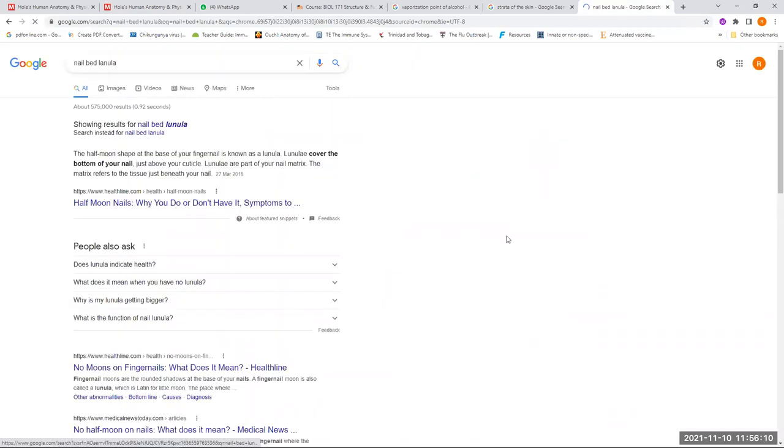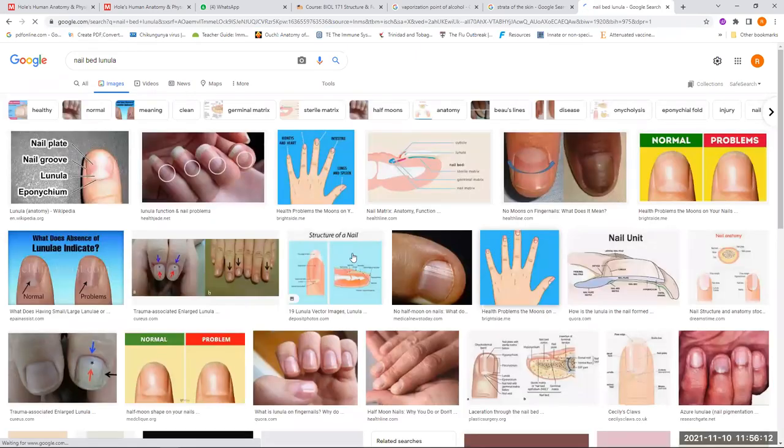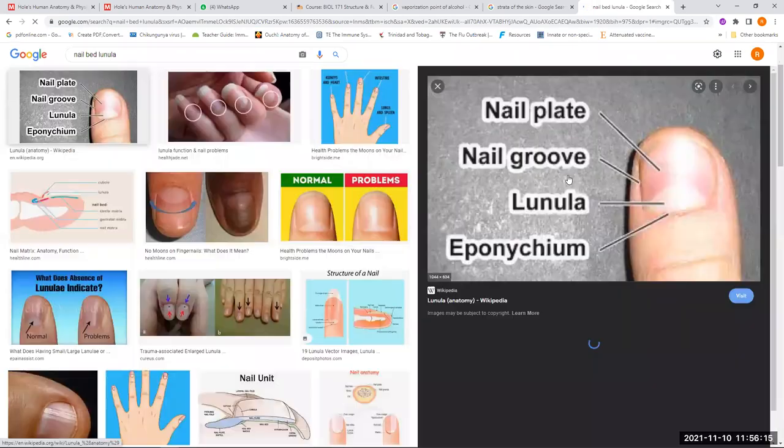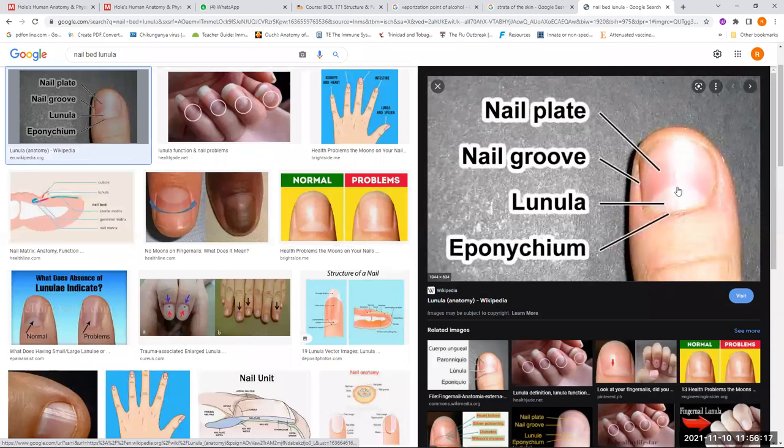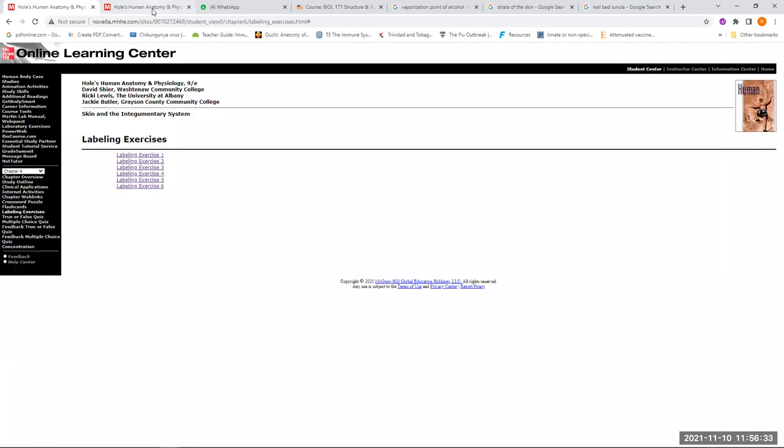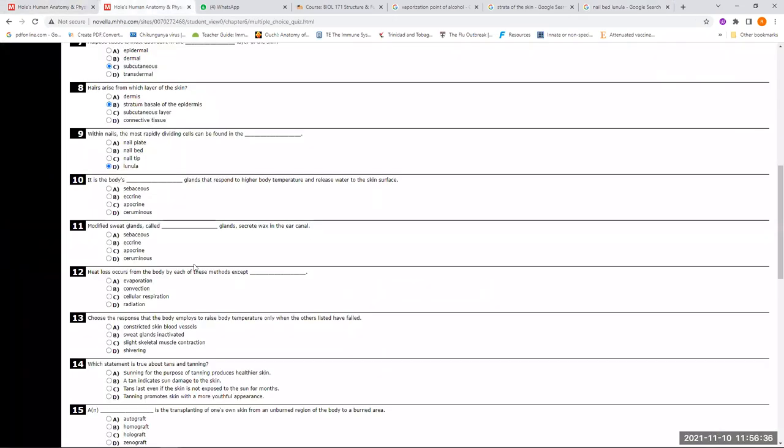Right? And what is the lunula? For those people who get their nails done, if you were to look here, the lunula is this half moon. Everybody familiar with that now? You didn't know it had a name, eh? You just know it as the little half moon area on the tips of your fingers. But that is actually your lunula. And that's the only complex one you really would be expected to know. So the most rapidly dividing cells are found in that area, the lunula.